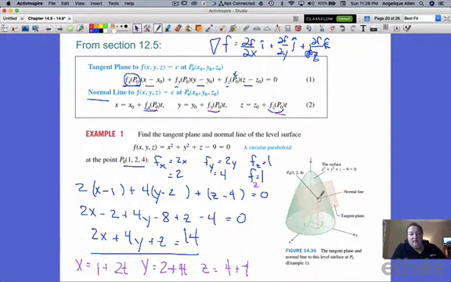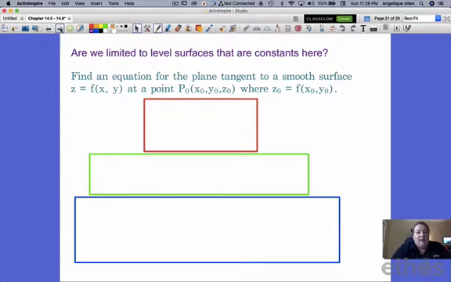So we would have a line coming outward making a right angle. So they've actually tried to draw it here. So this is coming off the surface making a right angle with this plane. All right, so moving on. The question is, are we limited to level surfaces? That's not always going to be convenient if all we have to work with are level surfaces.